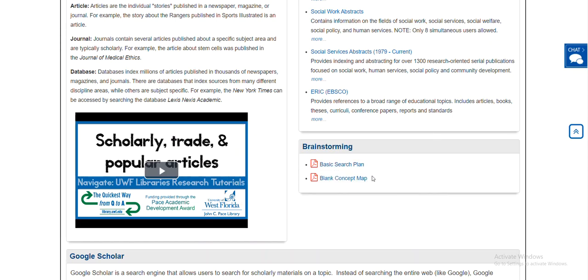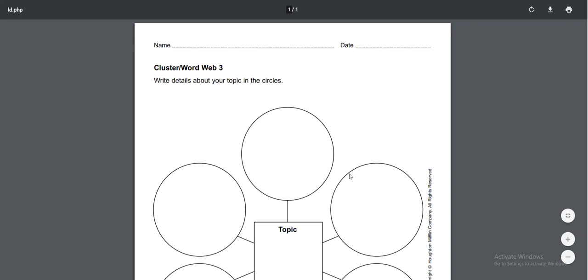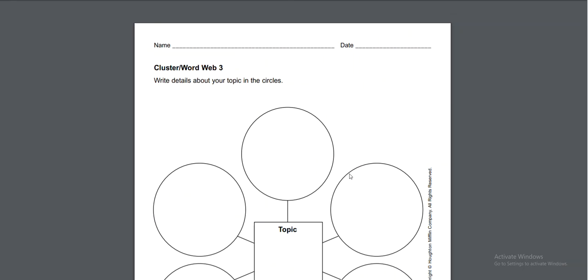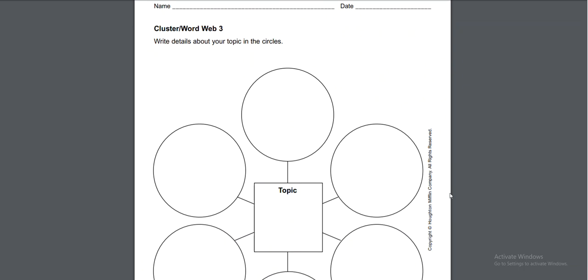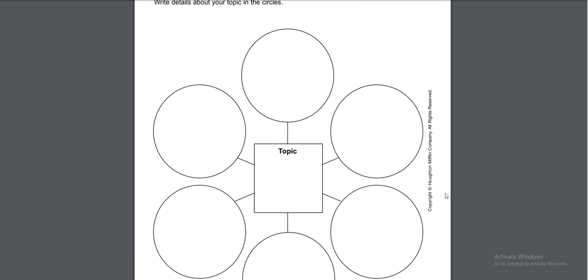The last one here is a blank concept map. So this is for mind mapping, and mind mapping can be really great if you're not sure how to develop a full-fledged research question, or you have a topic but you're not sure how to pick out keywords, you're not sure how to develop an actual line of questioning for research.